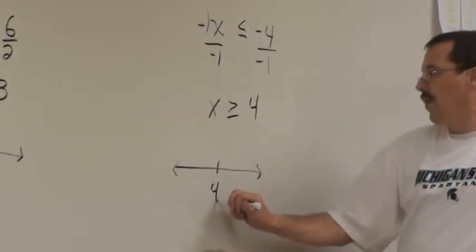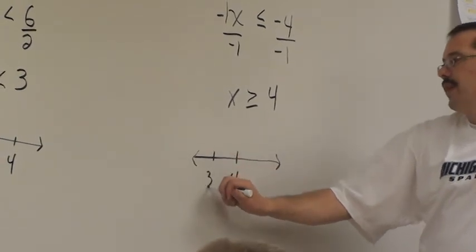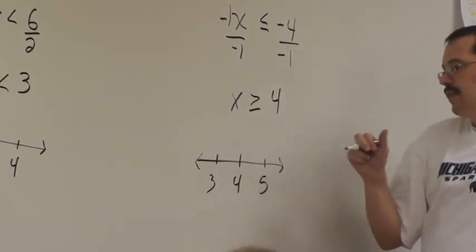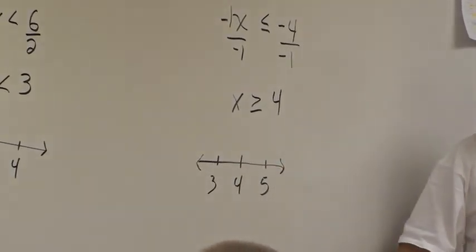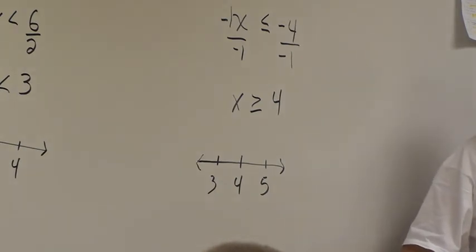Okay, so here's 4, and I got to put a 3 in and a 5 in. Alright, this is for Chloe. Chloe, open circle or closed circle?